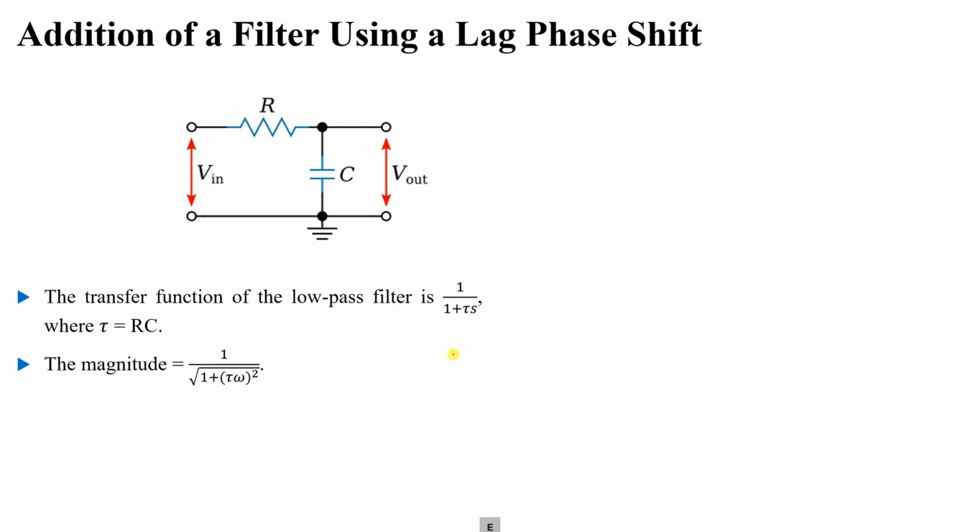What about the angle? We have to get this angle because we are going to add it in the circuit. So the angle itself of this transfer function. Now what about the angle, or theta filter?